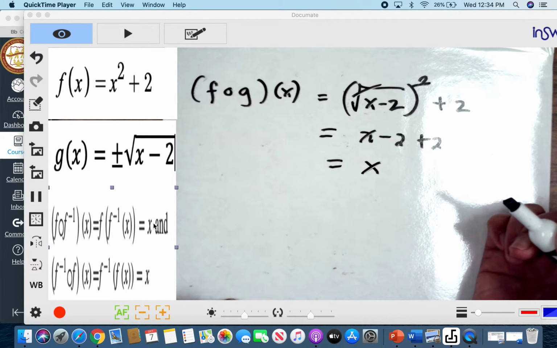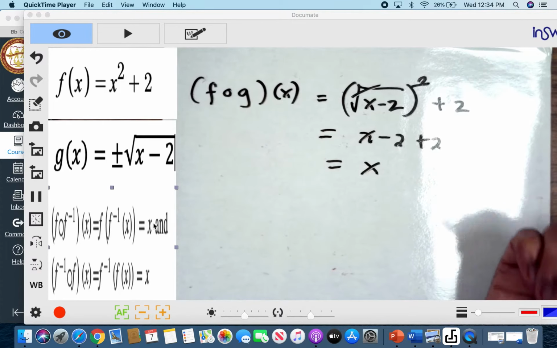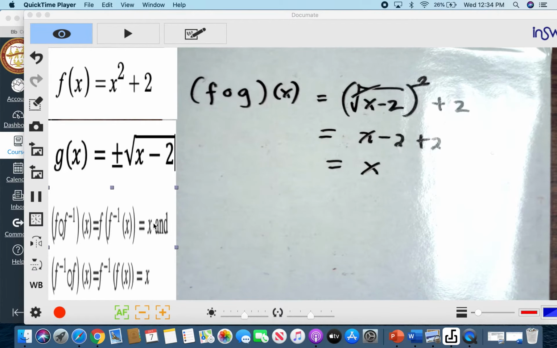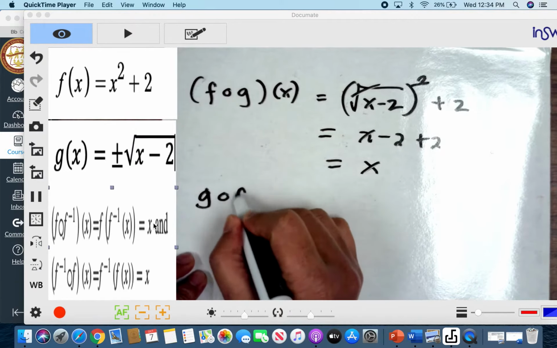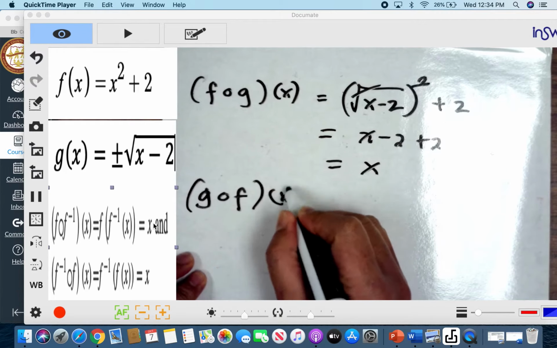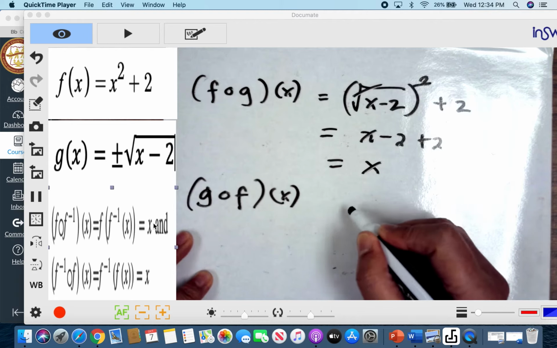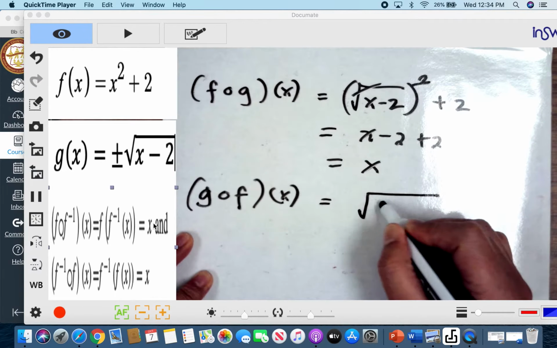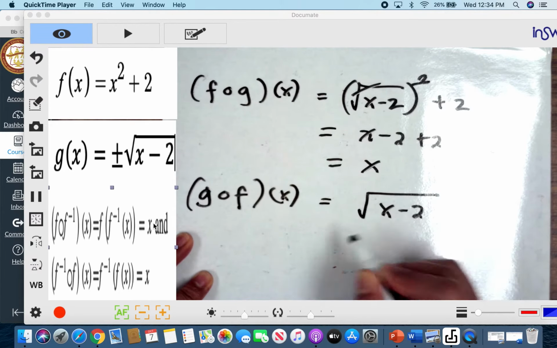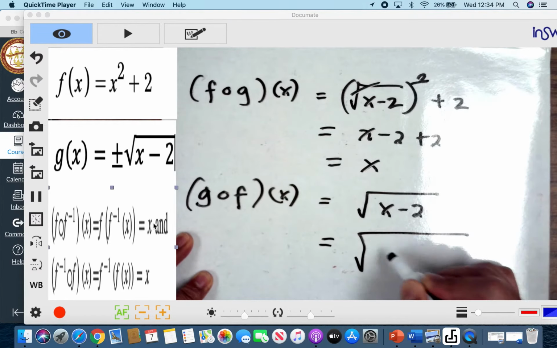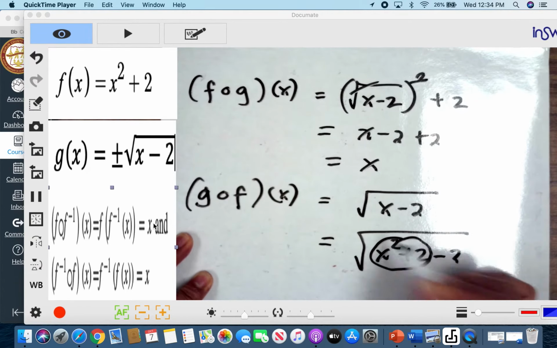So the first condition was met, and it's correct that the composition of the first function is equivalent to x. Now we will do the second composition, and that will be g composition f of x. So that means our f will now be the x of g. So if you have the square root of x minus 2, we will replace this with x squared plus 2. So you'll have the square root of x squared plus 2 minus 2, because this represents f.